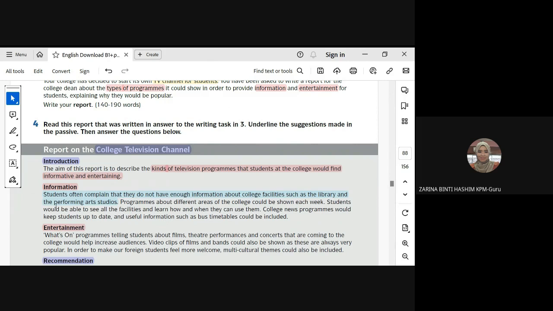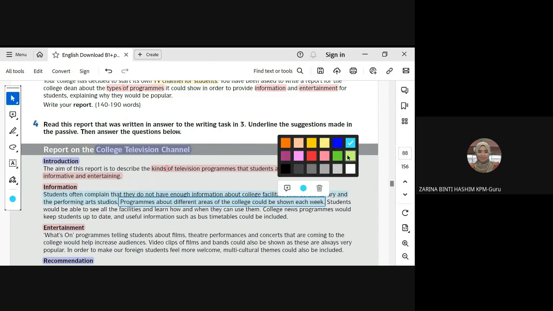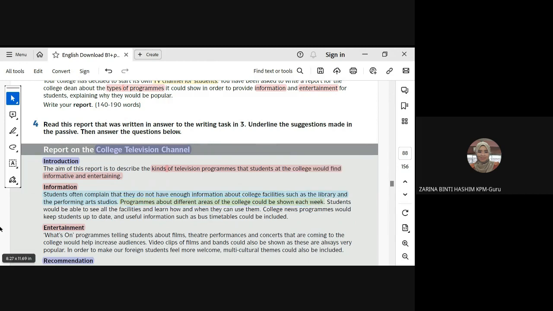Here they give library and the studio. Okay, now after you highlight the issue, then you have to give your suggestion. Programs about different areas of the college could be shown. So this is okay. When we have "could be shown," that means this is a passive sentence. Programs about different areas of the college could be shown each week.